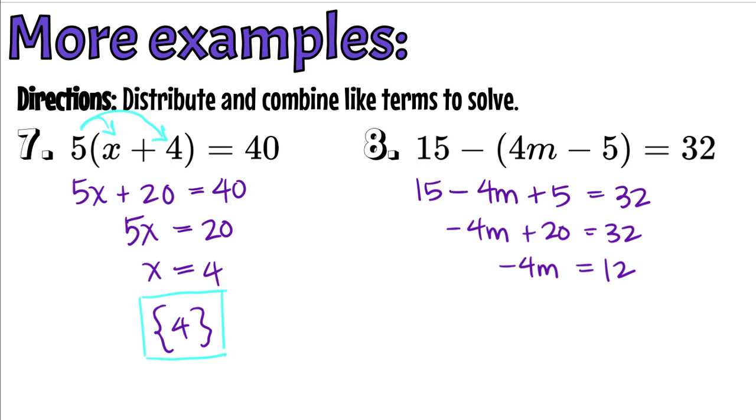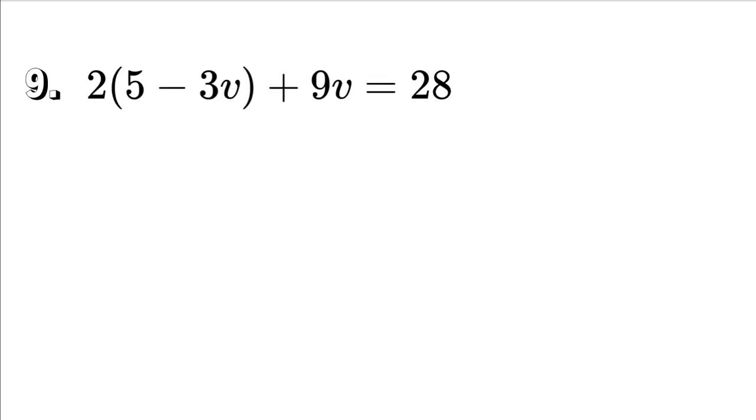And then I want to isolate m, so I'm going to divide both sides by -4. -4m divided by -4 gives me m on the left, and 12 divided by -4 gives me -3 on the right. So our solution to number 8 is -3. One more example together. We have 2 times the quantity 5 minus 3v plus 9v equals 28.